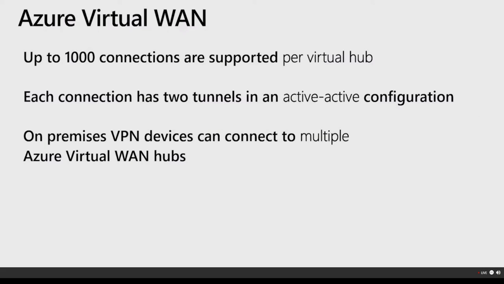It's important to know with Azure Virtual WAN, you can have up to 1,000 connections per virtual hub, but each connection has 2 tunnels in an active configuration. So it has 2 network tunnels going all the time that your traffic is going to be split between, giving us a level of redundancy, but it means that we don't have a secondary connection that's sitting there dormant, not being used. Also, our on-premises VPN devices can connect to multiple Azure Virtual WAN hubs.